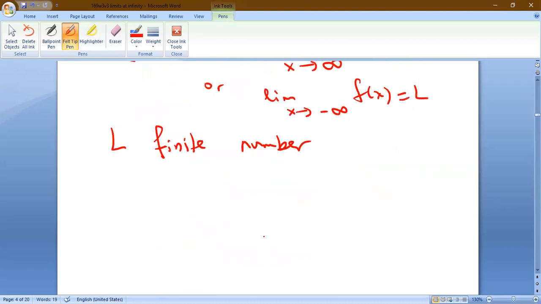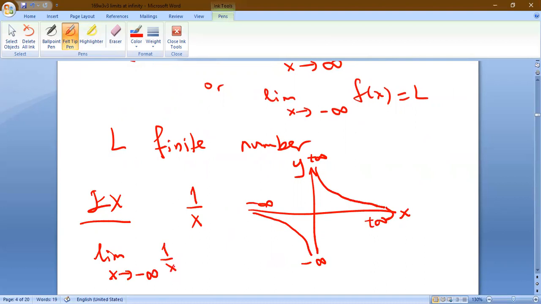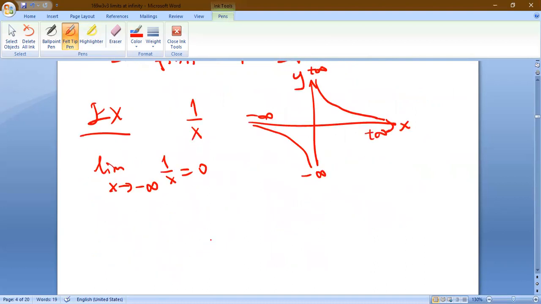So an example here, we actually did some of them, like let's say the 1 over x function. If you remember the graph, the 1 over x function looks like this. This is x, this is y, plus infinity, minus infinity, minus infinity, plus infinity. As you see, the limit as x goes to minus infinity of 1 over x is getting smaller and smaller, 0. So y equals 0 is a horizontal line.